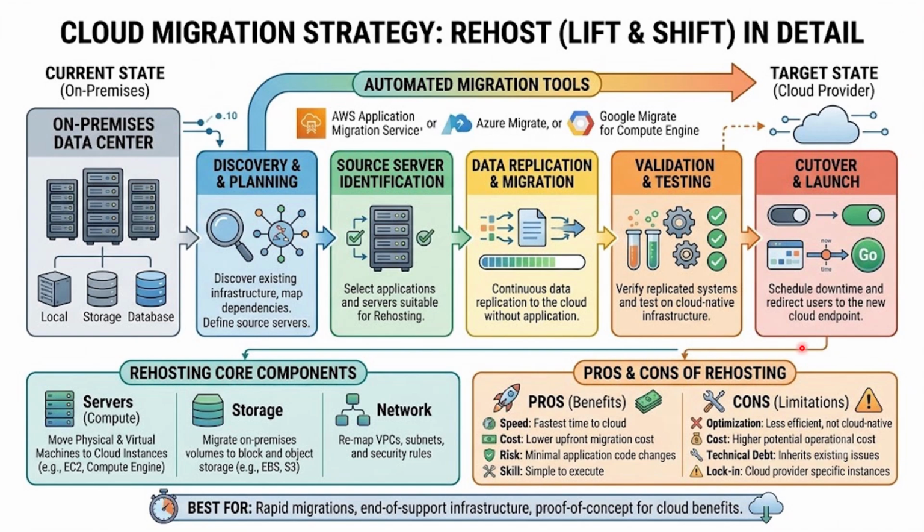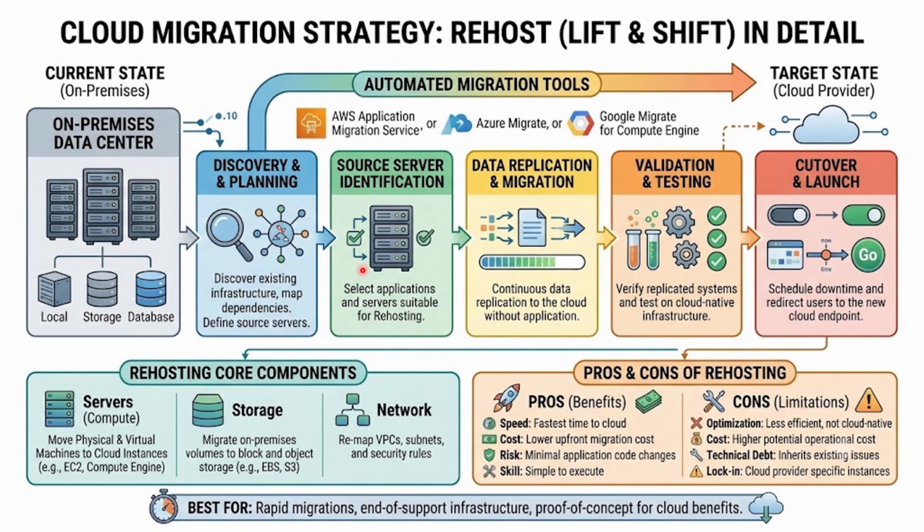Also, there is inherited technical debt. Here lift and shift does not fix the broken architecture. If an application has memory leaks or internal database locking issues, it will inherit those same issues in the cloud. Also, there is cloud lock-in. So you map your server to a specific compute family, which is binding your operating model closely to that particular cloud vendor hypervisor.